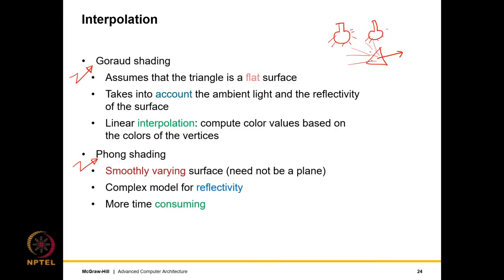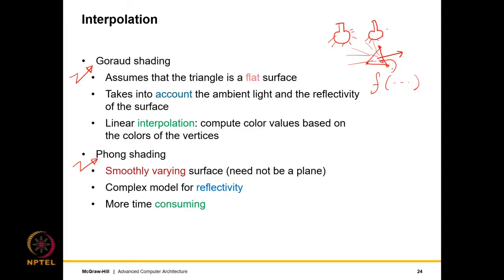We need to take into account the absorptivity and the reflectivity and the transmissivity of the surface, in the sense that this can be a translucent object as well. But let's leave translucency for the time being. So if we look at the reflectivity of the surface, we can take this into account. And we can also look at the colors of the vertices over here, all three. Use a complex function, which is of course easily computable in hardware, to find the colors of all the pixels within the triangle. Alright, so this is known as Gouraud shading.